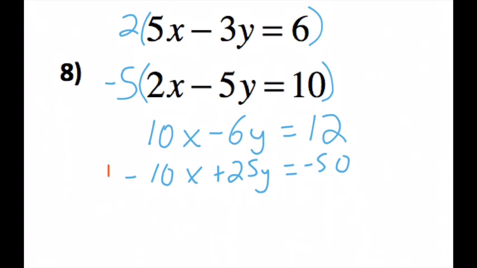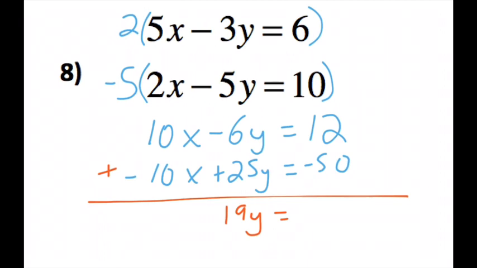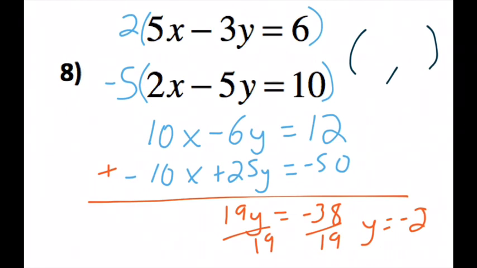Now, if I was to add these together, my x's would eliminate. So I have a 10x plus a negative 10x, which is 0. A negative 6y plus 25y, well, that's a 19y, equals 12 plus a negative 50 is a negative 38. Divide both sides by 19, and I get y equals negative 2. So I know in my ordered pair that my y value would be negative 2.